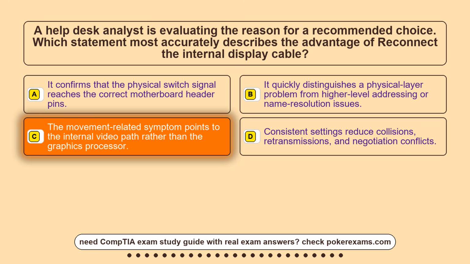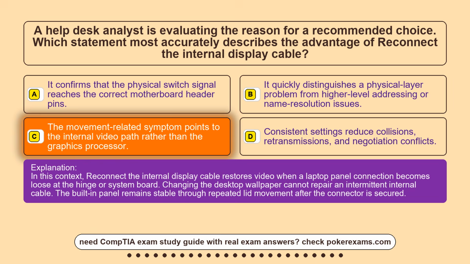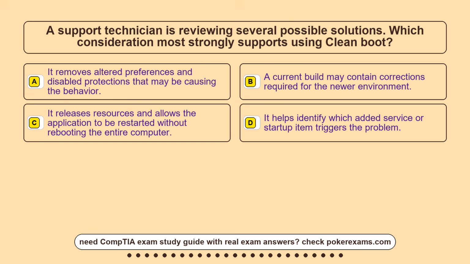The movement-related symptom points to the internal video path rather than the graphics processor. In this context, reconnecting the internal display cable restores video when a laptop panel connection becomes loose at the hinge or system board. Changing the desktop wallpaper cannot repair an intermittent internal cable. The built-in panel remains stable through repeated lid movement after the connector is secured. Question 7. A support technician is reviewing several possible solutions.